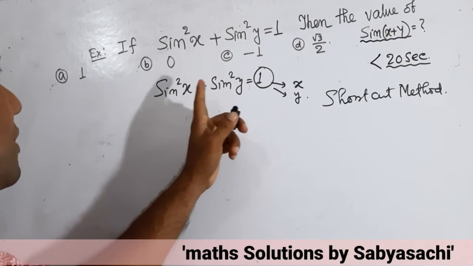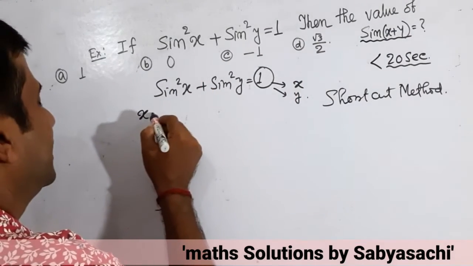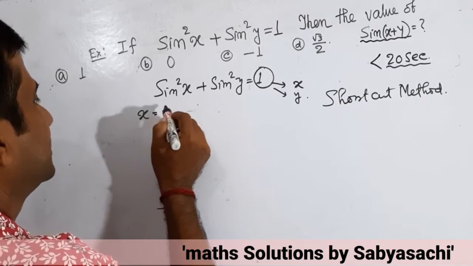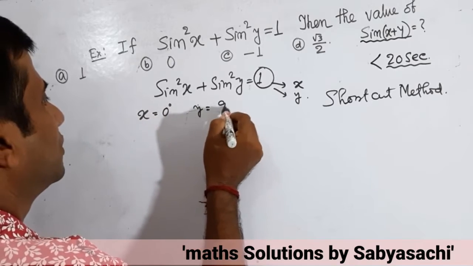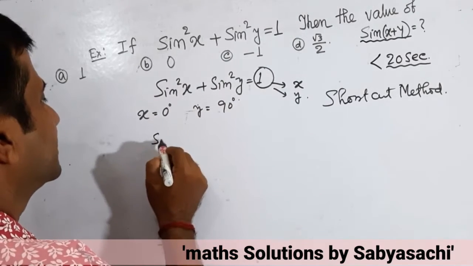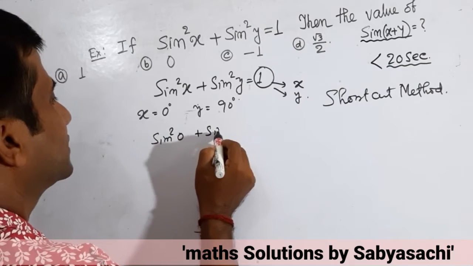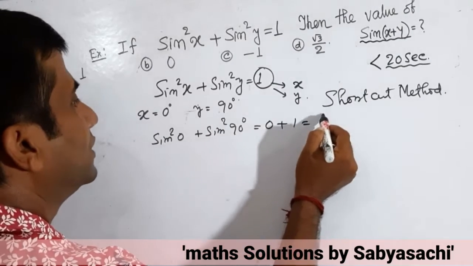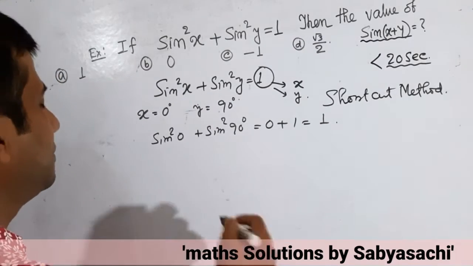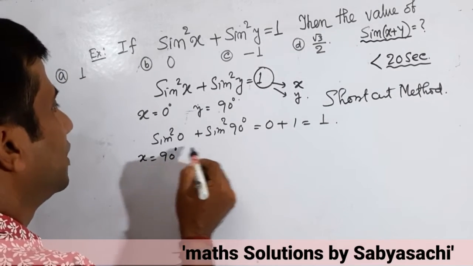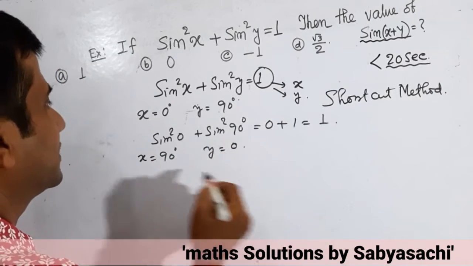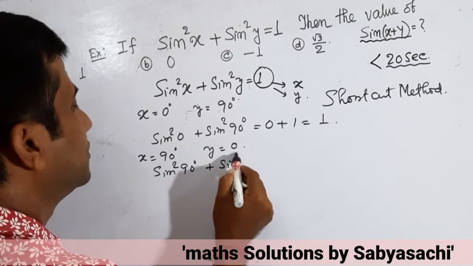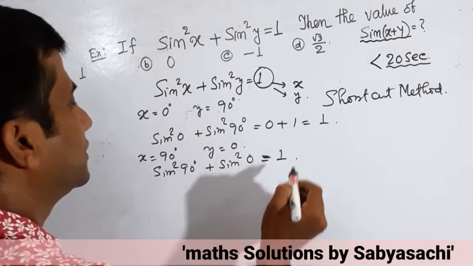Then we shall try with values of x and y. Let x is equal to 0, y is equal to 90 degree. Then what we get? Sin square 0 plus sin square 90, which is equal to 0 plus 1 is equal to 1. And if you put x is equal to 90 and y is equal to 0, you get the same result. Sin square 90 plus sin square 0 is also equal to 1.